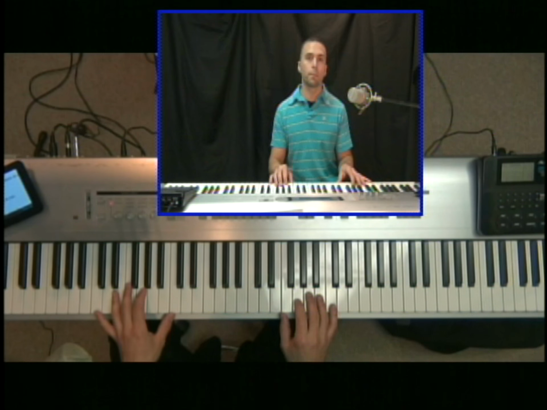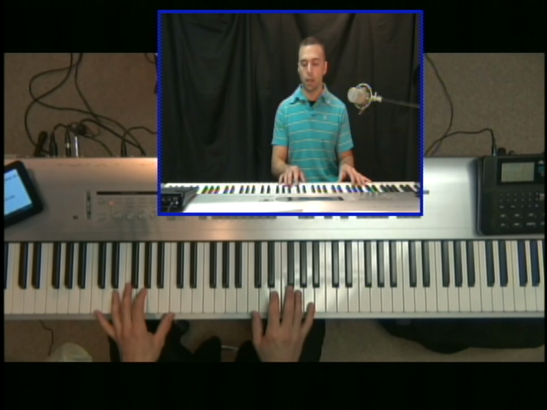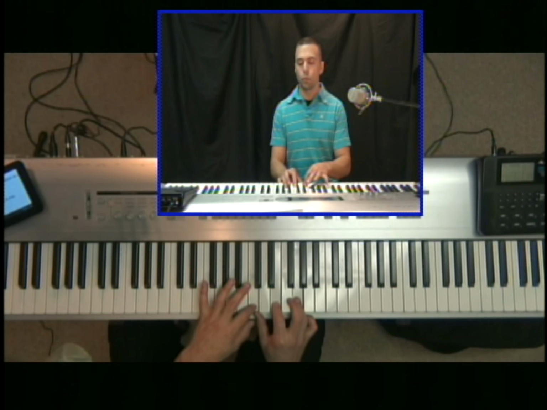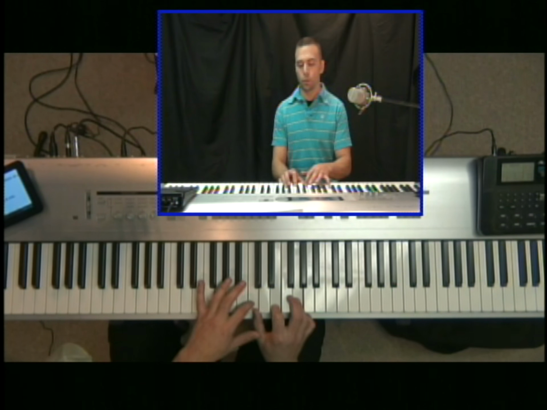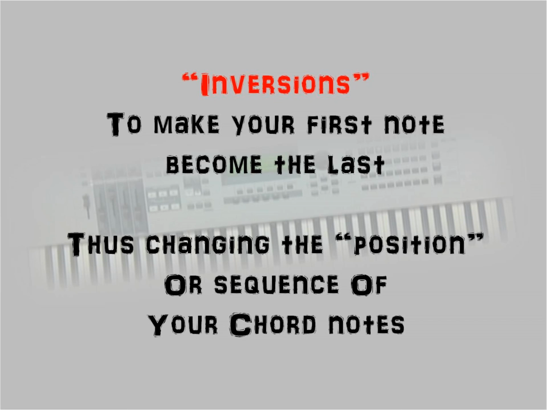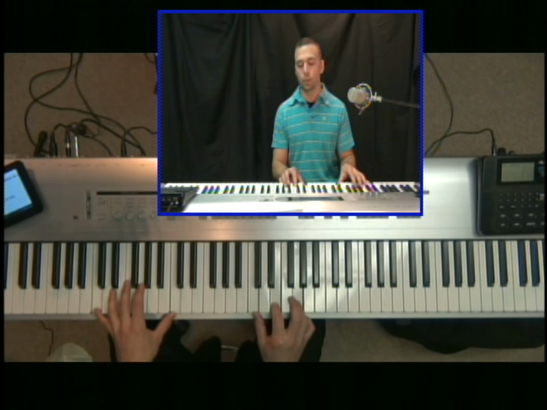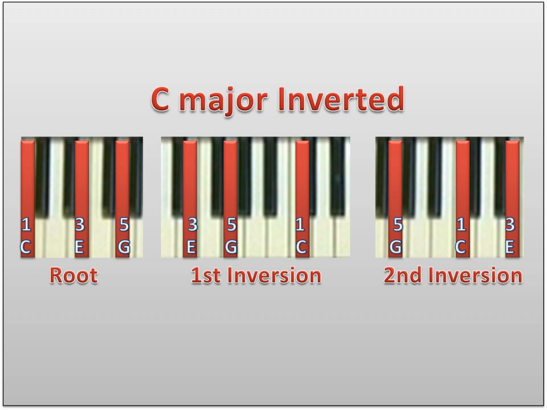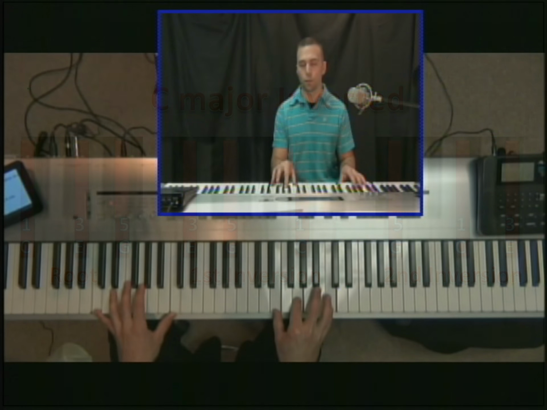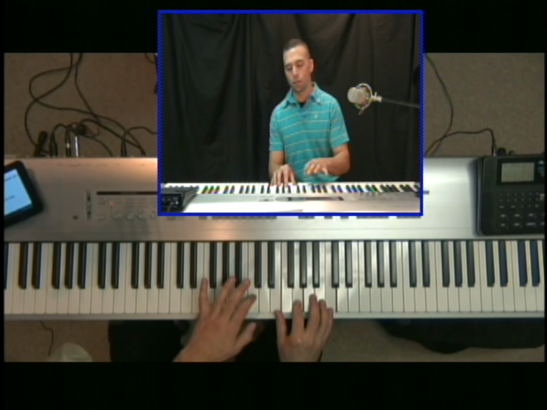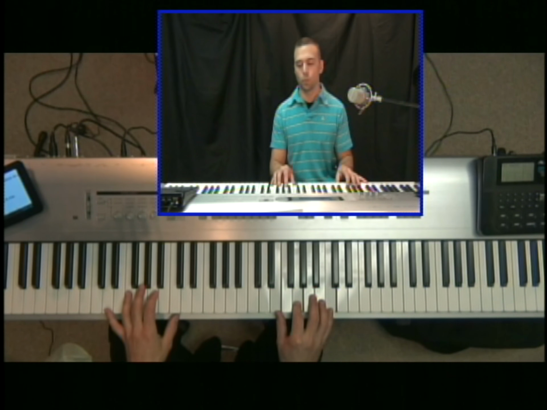When you invert something, you basically change it. And when you invert a chord, in this case a major triad, what you're doing is you're taking the first note and you're making it become the last. So to invert that chord would mean that this C is no longer my lead note. Now I'm inverting the chord and I'm making this first one become the last one.